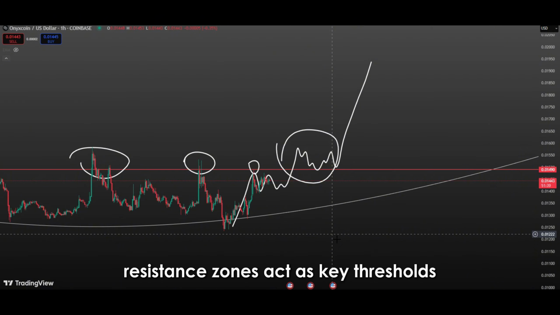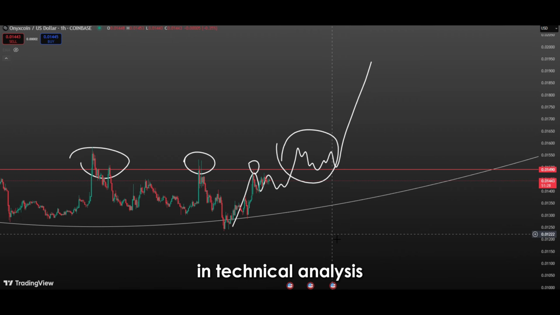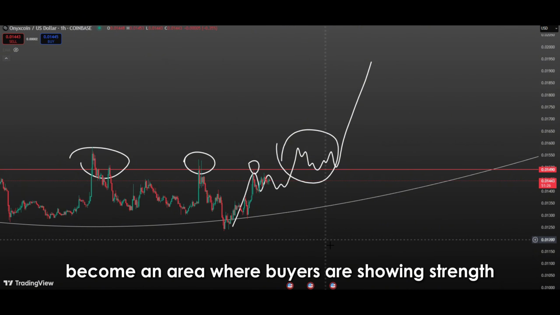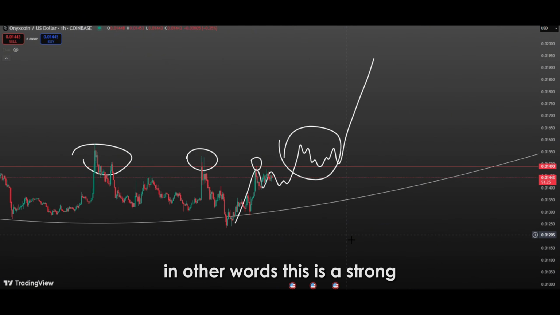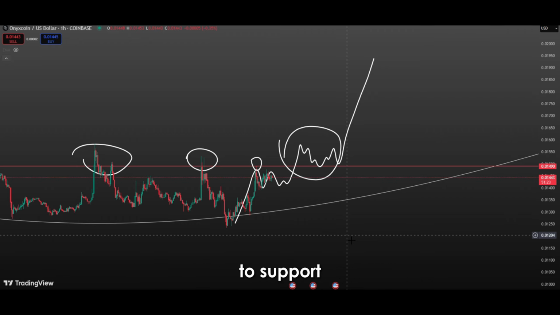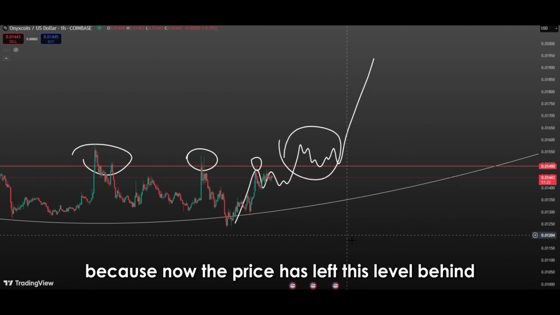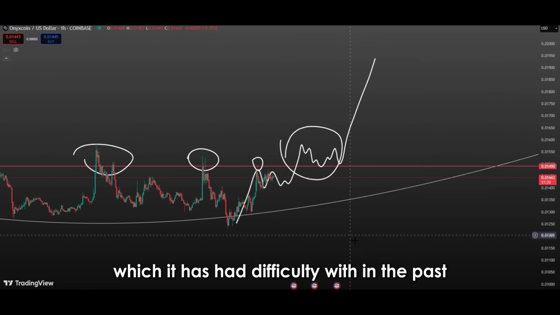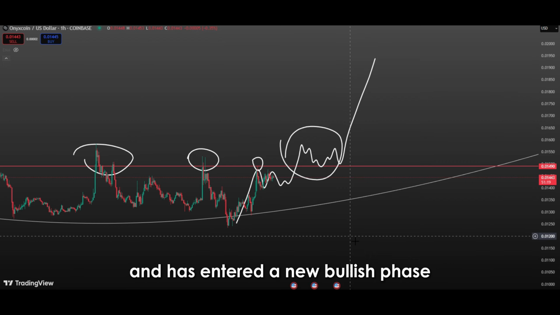Resistance zones act as key thresholds in technical analysis. Once the price crosses this threshold, the area where sellers were previously active can now become an area where buyers are showing strength. In other words, this is a strong structure that can turn from resistance to support. This transformation is technically considered a very positive signal, because now the price has left this level behind, which it has had difficulty with in the past, and has entered a new bullish phase.